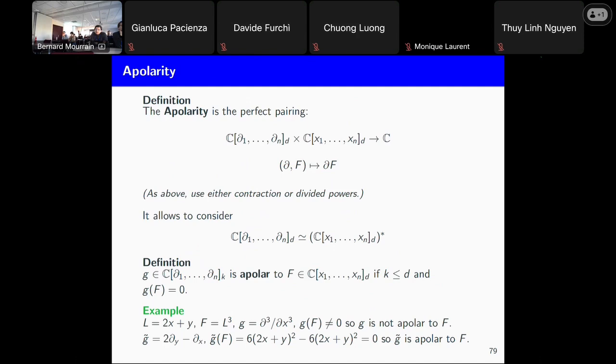Okay. I just made this an example, just to put some hint. We will go in this direction.